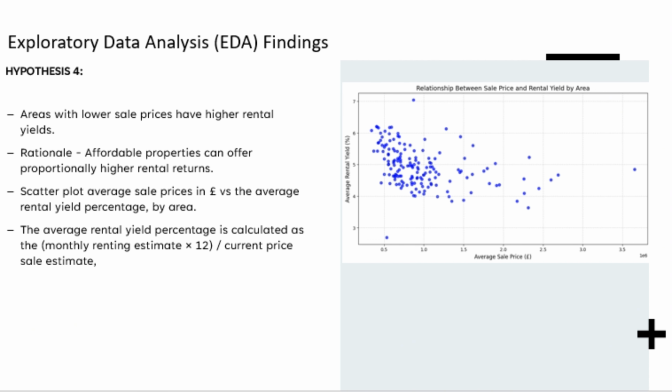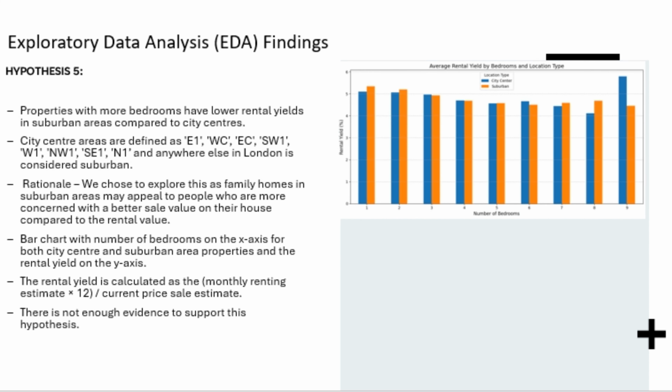To test this, we plotted a scatter graph with the sale price along the x-axis and the average rental yield percentage by area on the y-axis. We found a negative correlation, which supports the hypothesis that areas and properties with lower sale prices have higher rental yields. The fifth hypothesis we aim to explore is whether properties with more bedrooms have lower rental yields in suburban areas compared to city centres.